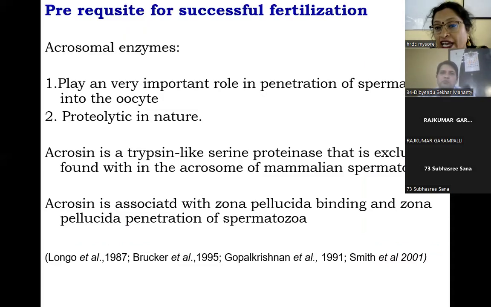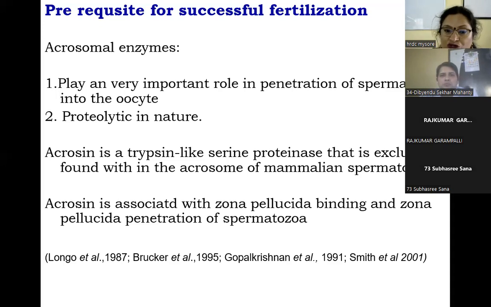As I told you, this acrosome portion has more than 40 enzymes called acrosomal enzymes, and they are all hydrolytic enzymes. They play an important role in the penetration of the spermatozoa into the oocyte. Very, very important. Otherwise, even though the spermatozoa reaches the oocyte, it will not penetrate. It will not break the zona pellucida and enter into the egg. So acrosomal enzymes are very, very important in many infertile conditions. If the spermatozoa is lacking acrosomal enzymes, they will reach the cell, but they are unable to penetrate into the oocyte. So it is proteolytic in nature.